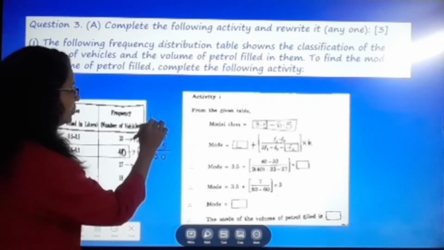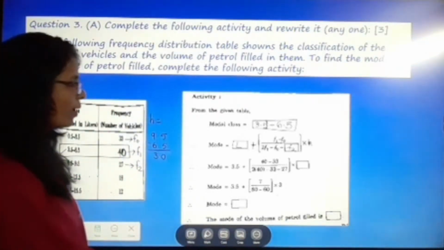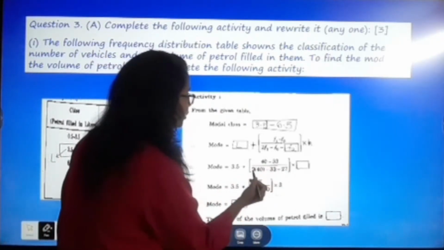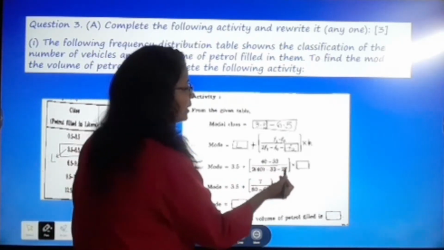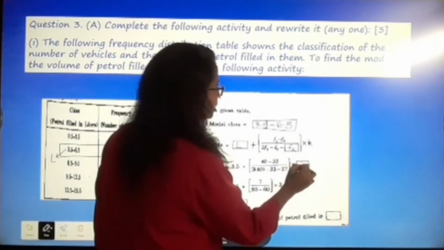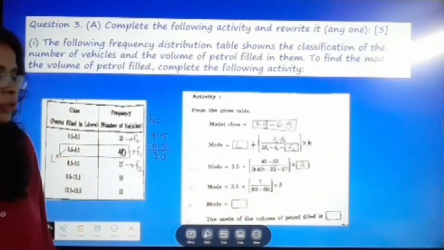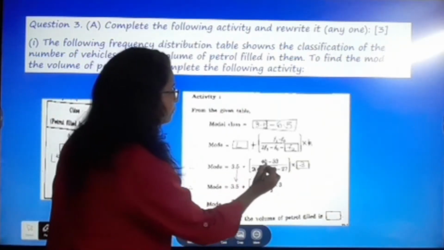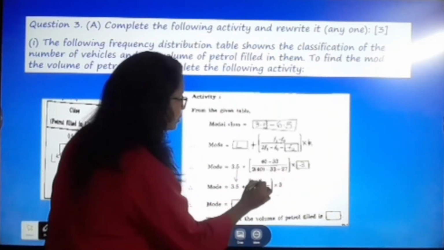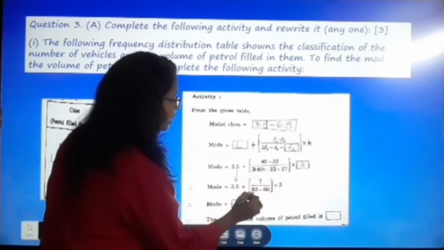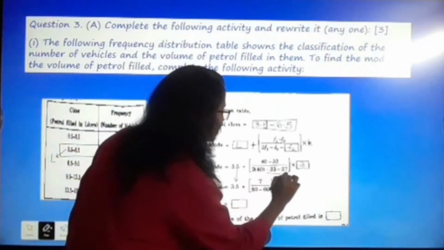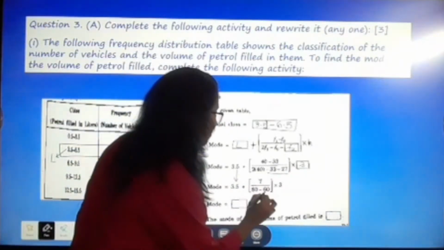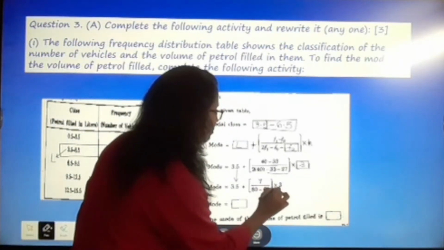3.0, that will be 3. Okay students, so I write here 3.5 plus 40 minus 33 divided by 2 multiply 40 minus 33 minus 27, multiply 3. Okay, h is equal to 3, and then mode is equal to 3.5 plus here 40 minus 33, that is equal to 7, then 2 multiply 40, that is equal to 80, and minus 33 minus 27, which is equal to minus 16, and multiply by 3.